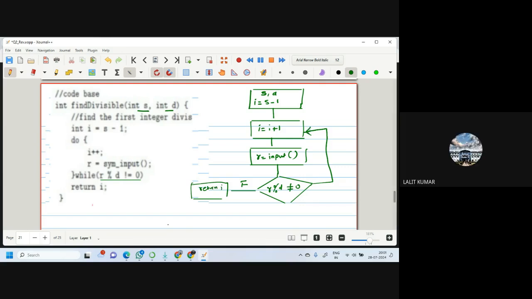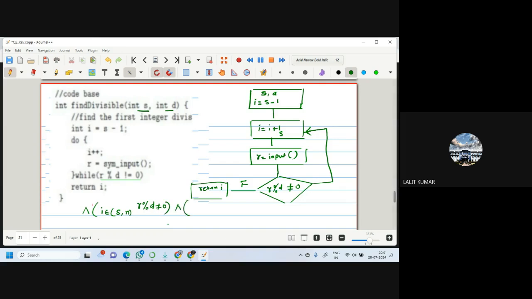So for this, what we will make I belonging to, now see from where the I is starting. I was S minus 1. Here it did S minus 1 plus 1, so it is starting from S. So it will go to S and it will go up to N, where R percent D is not equal to 0.